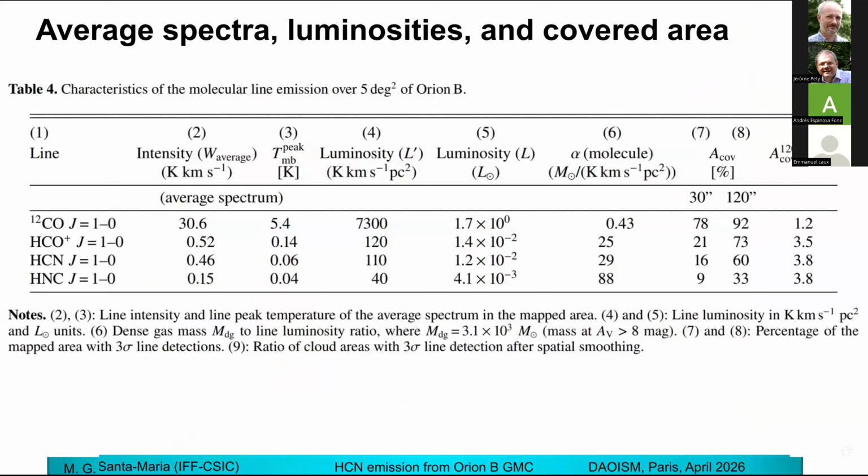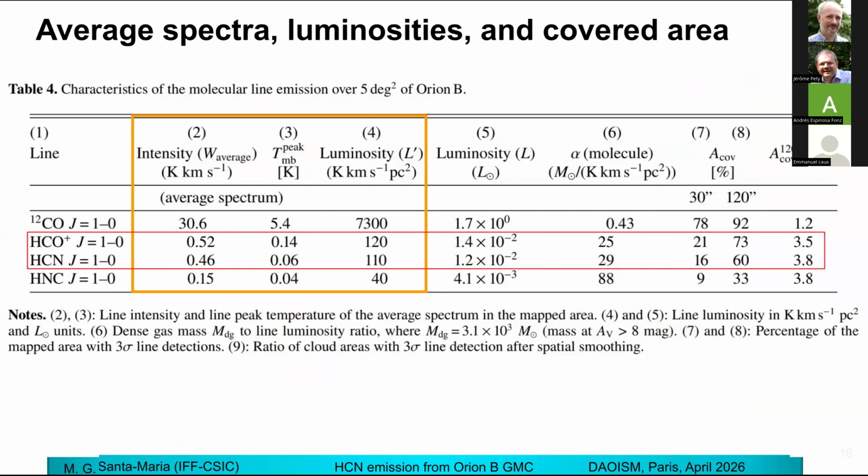So, some comments about the statistics of the maps. Of course, the most luminous map is the CO, but then the CO+ and the HCN maps have similar luminosities, while the H and C have luminosity around 3 times lower. And this is what happens when we spatially smooth the map from 30 seconds to 120 seconds. We recover an area larger by around a factor of 4.